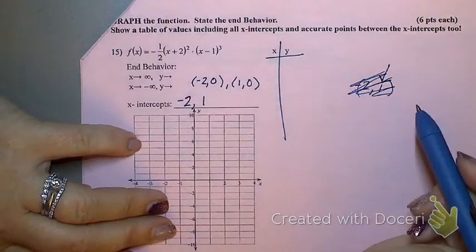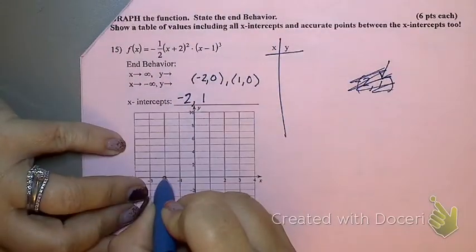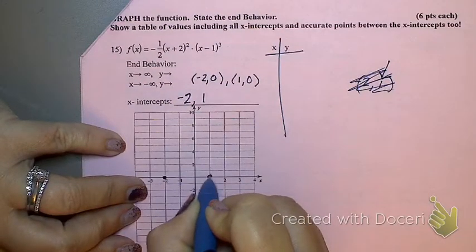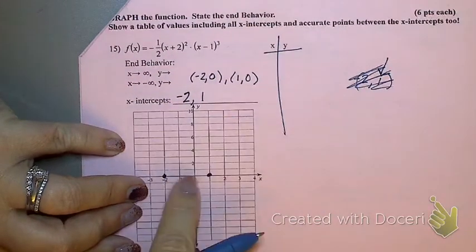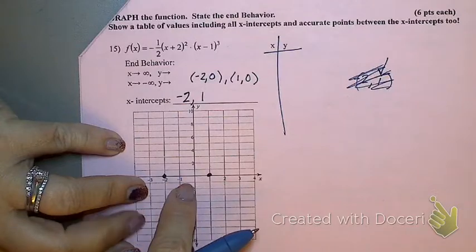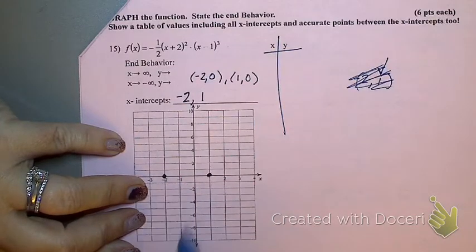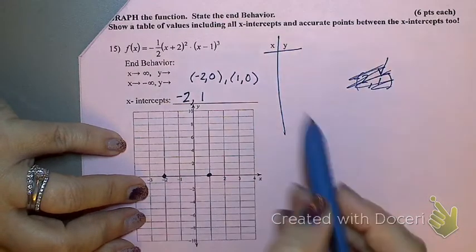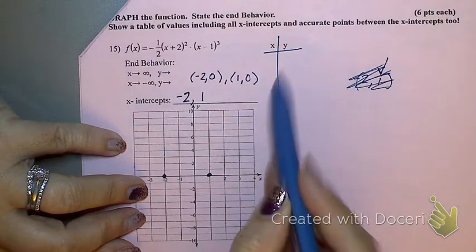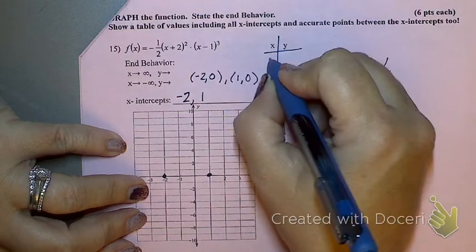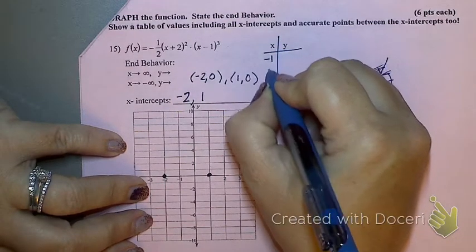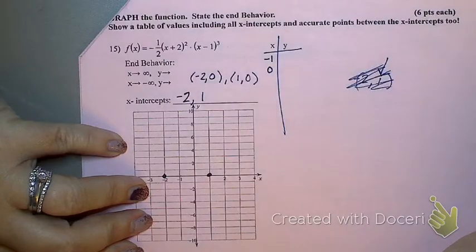All right, so -2, 0, and 1, 0. There are 2 grid lines between those 2 points, aren't there? Do you see that? 1, 2. So when there's 2 grid lines, I said go ahead and put both of those in your XY chart. So -1 and 0 both go in your XY chart.